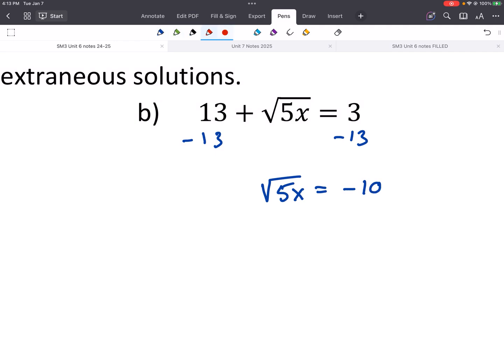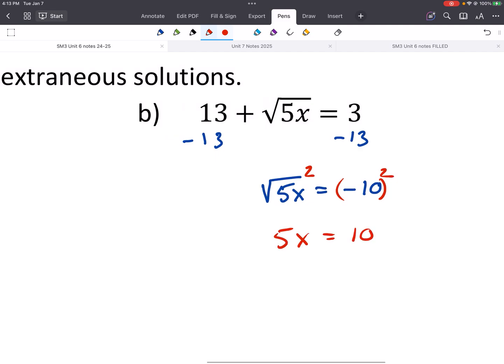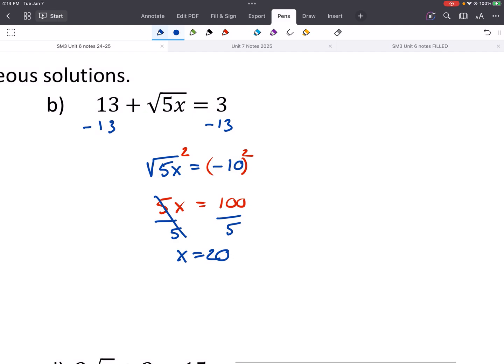And then we would want to get rid of that square root by squaring. Just make sure that when we square something, it's important that we put parentheses with the numbers. Okay, so we'll end up getting 5x is equal to 100. And then we could divide both sides by 5. So x equals 20. Now again we want to check and make sure that that's actually a solution.